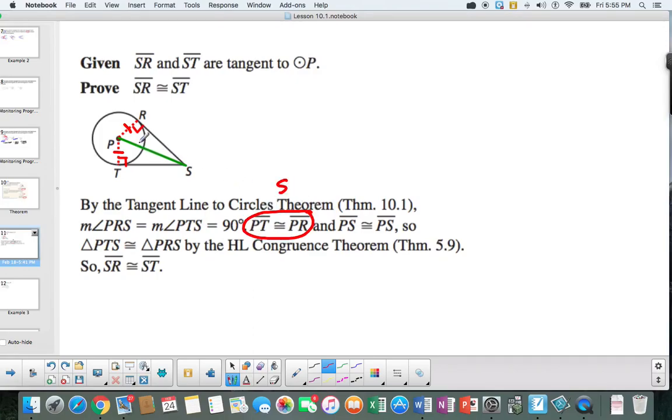I also know that this side is congruent to itself, so that'll be a reflexive, but it'll also represent a side. And because I have two right angles right here, a right angle here and a right angle here, I can say these two triangles are congruent by the HL congruence theorem. We have a hypotenuse and we have a leg. Now, once those triangles are congruent, we can say this is congruent to this, which is what I'm saying here, by CPCTC.